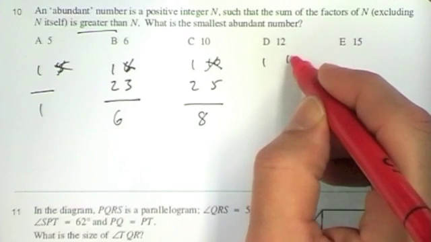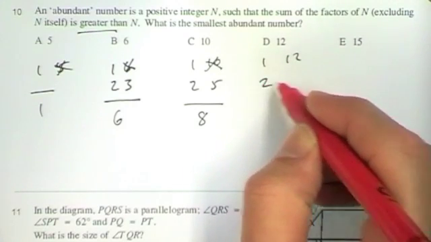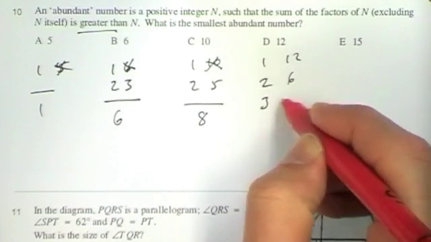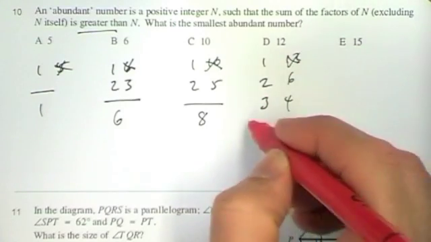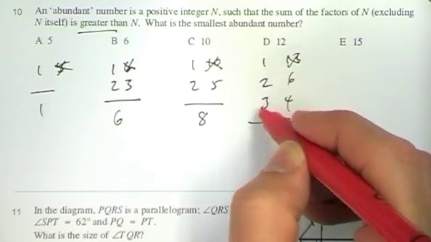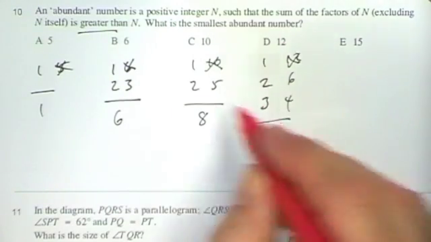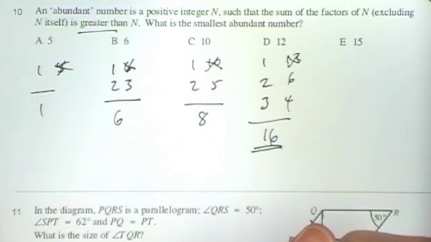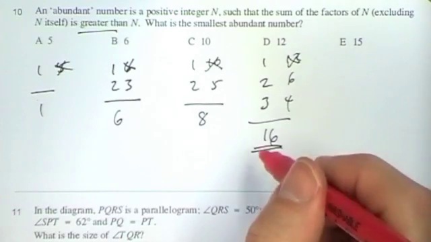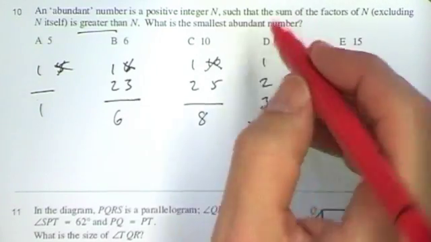12: 1 and 12 and 2 and 6 and 3 and 4. Can't do 12. Add up the others. That gives me 16. That is bigger than the number. So that is an abundant number, and because I've worked from smallest to largest, it's the smallest abundant number. Sorry, the answer is 12. That's the one.